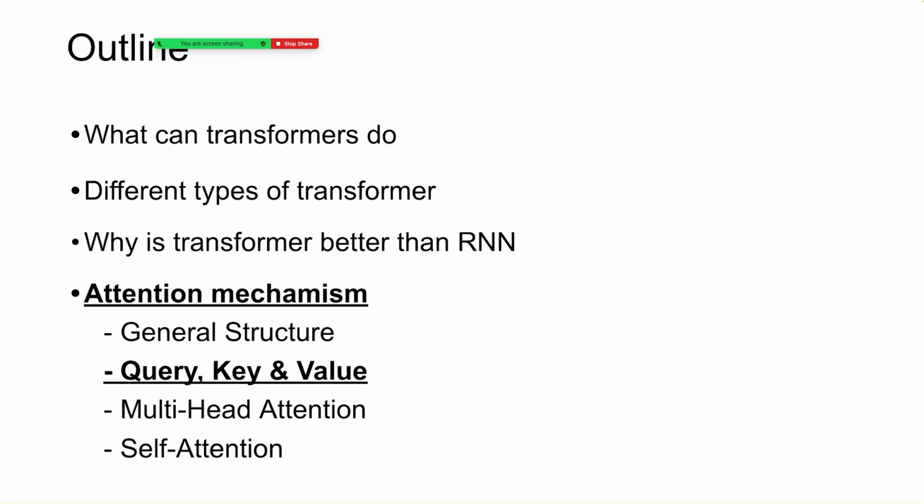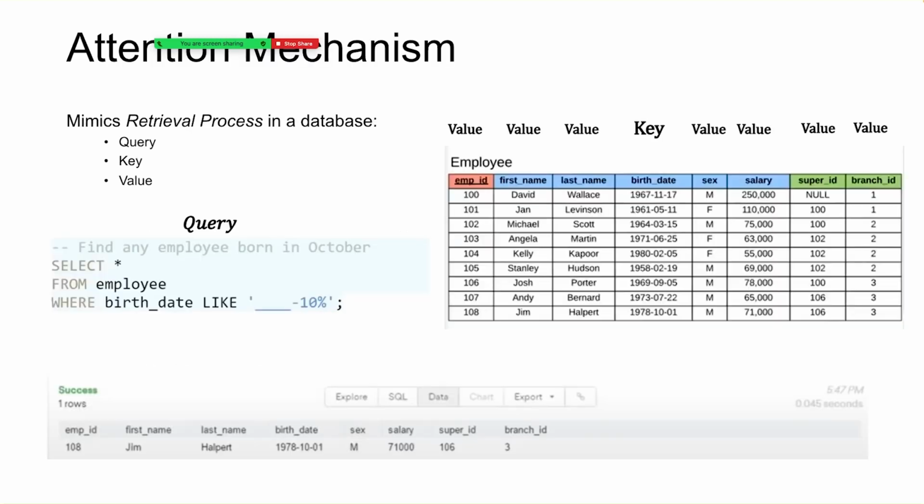But the vital things you need to know are query, key, and value. These 3 things together are basically the attention mechanism. So to begin with, I'll first let you know where these 3 names came from. They actually are borrowed from database systems.